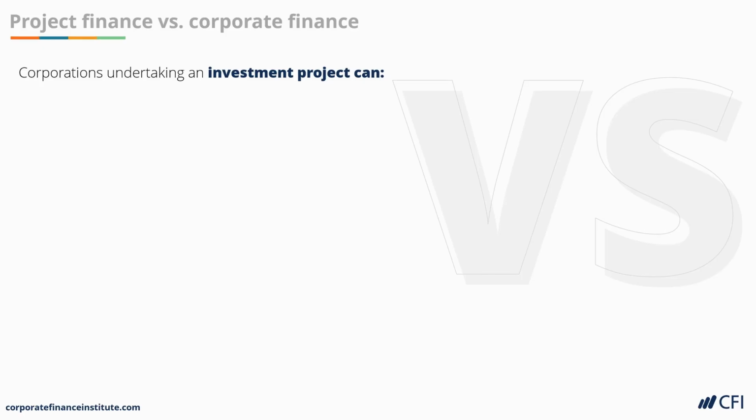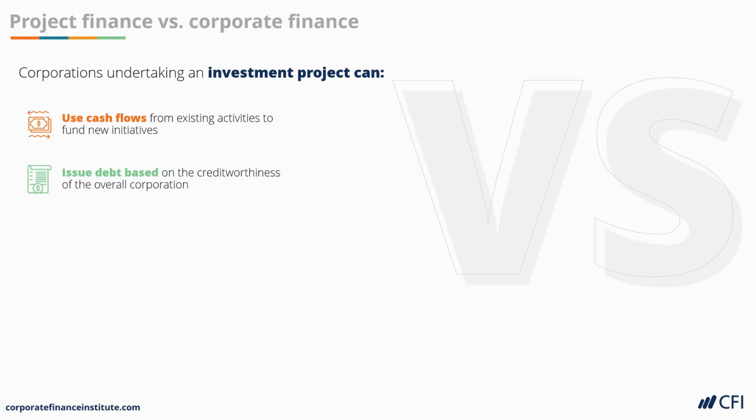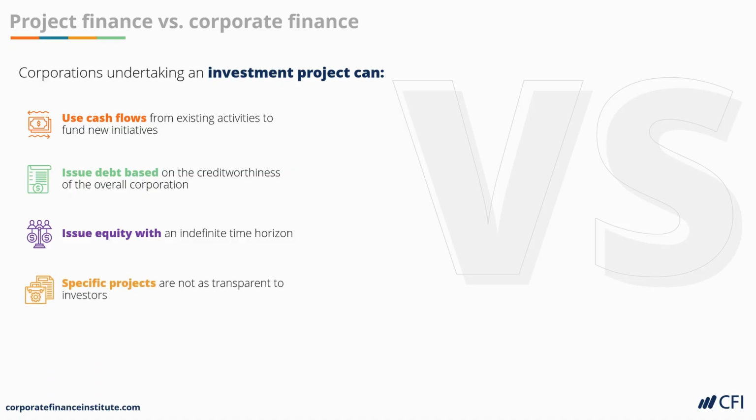Corporations can undertake investments that use cash flows from other operating activities and other assets to fund their new ones. They can also issue debt with a general creditworthiness of the corporation as a whole, not a specific asset that they're borrowing the money for. And finally, they can issue equity with an indefinite time horizon, meaning that they are not necessarily going to repay that equity when the asset's life is over. The details of specific investments are also not as transparent to investors when that project or that asset is just a smaller component of the overall corporation.